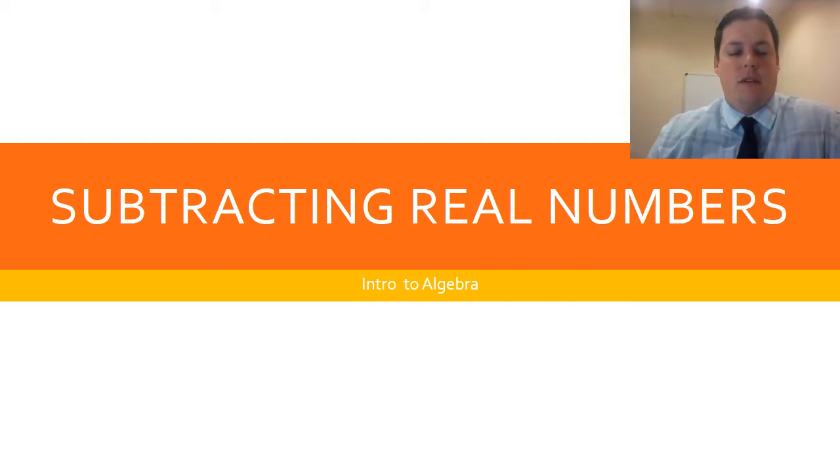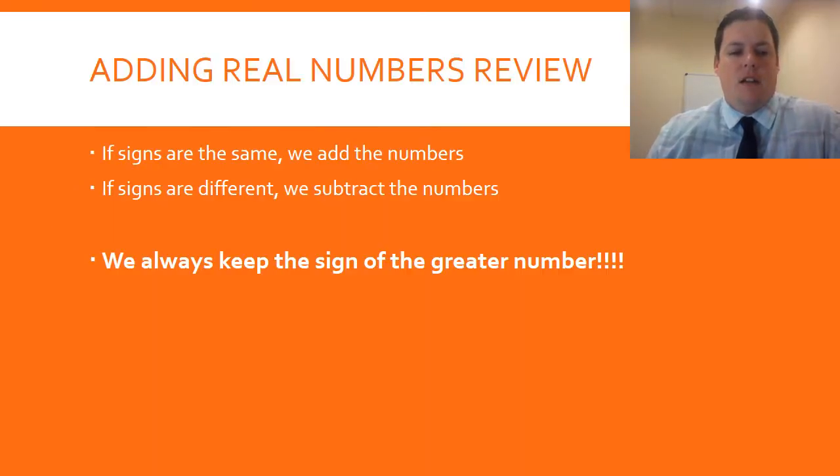Recall the previous lesson was about adding real numbers. So here's the adding real numbers review. Remember that if signs are the same, we add the numbers, and if signs are different, we subtract the numbers. But we always keep the sign of the greater number. So we're always keeping the sign of the greater number when adding real numbers.